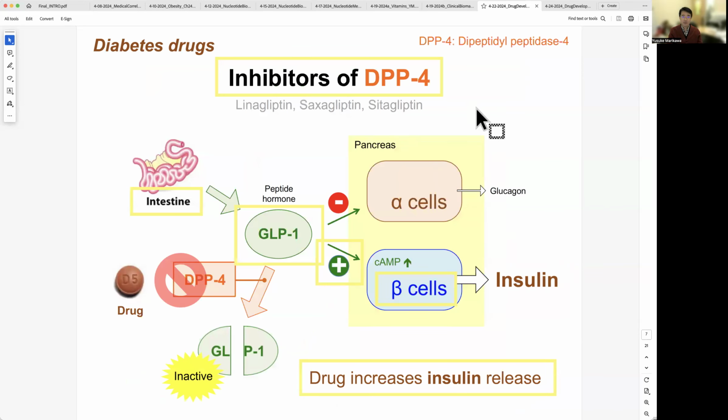Another category of diabetes medication is inhibitors of DPP4. It's a bit complicated, but what you need to know is the very important peptide hormone GLP-1. You heard one of the research groups talk about Ozempic, which imitates the GLP action to promote insulin release. GLP-1 is a normal hormone from the intestine that acts on beta cells to promote insulin release.